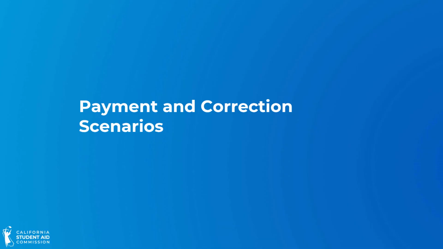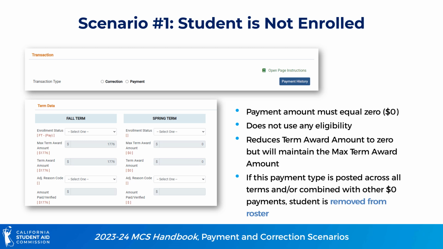We'll wrap up this module with some payment and correction scenarios while working directly within WebGrants. Scenario number 1, the student is not enrolled. First, select Payment as your transaction type. Then, select Not Enrolled under Enrollment Status. The payment amount must equal 0 for it to successfully process. This will not use any lifetime eligibility and reduces the award amount to 0. The max term award amount stays intact. If this payment type is posted across all terms or is combined with any other $0 payments, the student will be removed from your MCS roster.